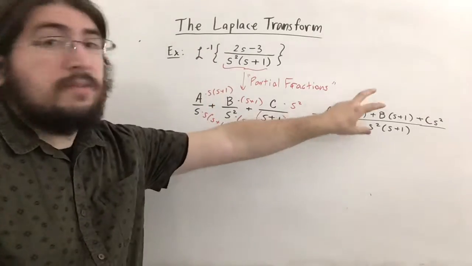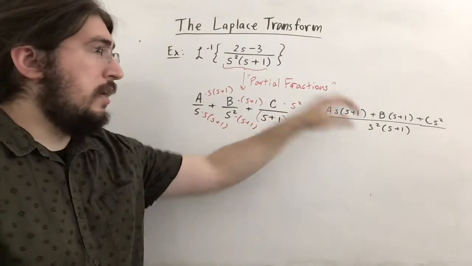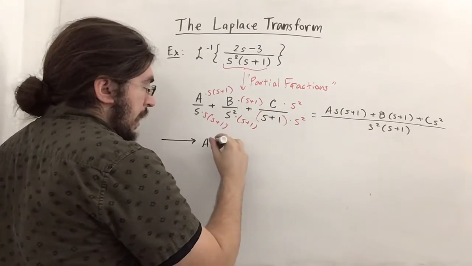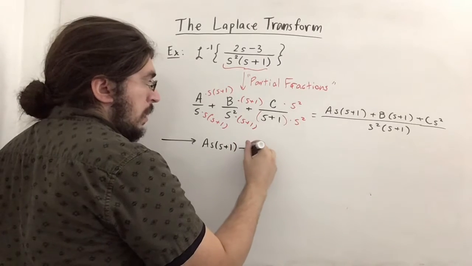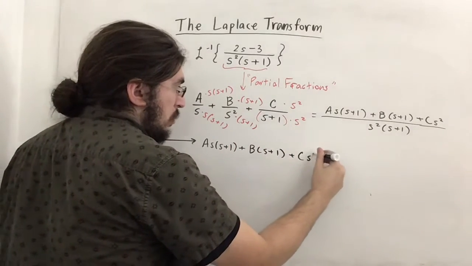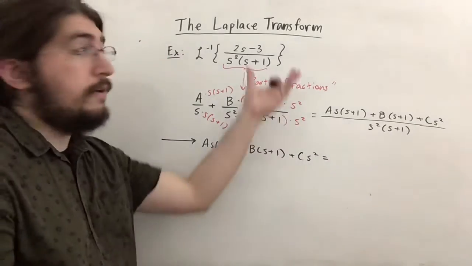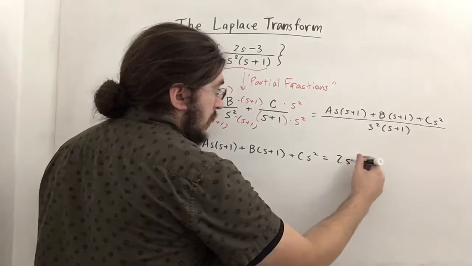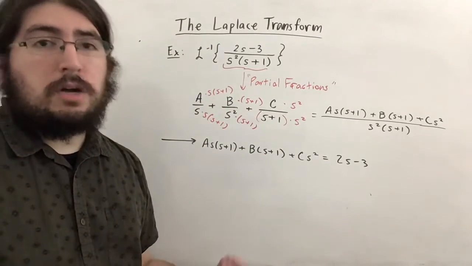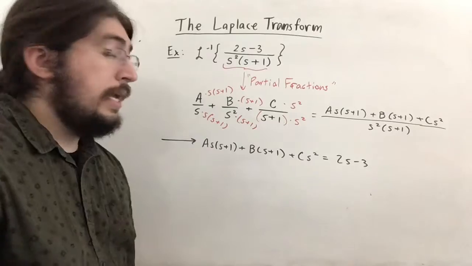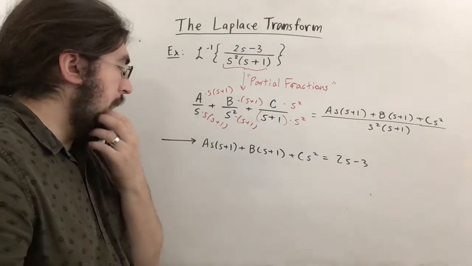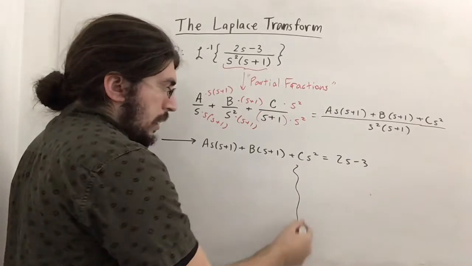In fact, if you compare this fraction to the original fraction, since the denominators are the same, the implication we get is that this numerator, a times (s plus 1), plus b times (s plus 1), plus c times s squared, must be equal to the original numerator, which in this case is 2s minus 3. Now, there is a way of doing this by comparing coefficients. There's also this thing called the Heaviside method. And yes, it's the same Heaviside after whom the u function was named. And I'll actually show both here.